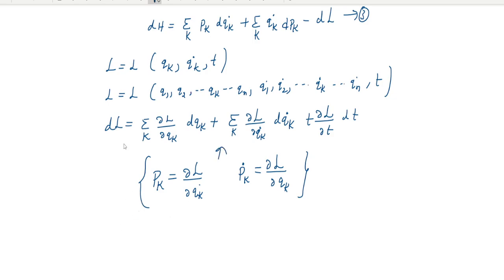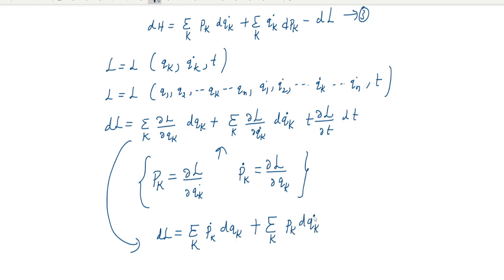Therefore this equation becomes: dL equals summation over k of partial L divided by partial qk, that means p dot k, times dqk, plus the generalized momentum pk times dqk dot, plus partial derivative of L divided by partial derivative of t into dt. This is our equation number 4.